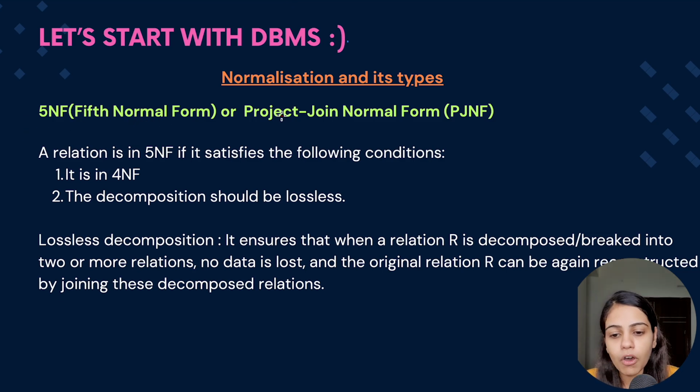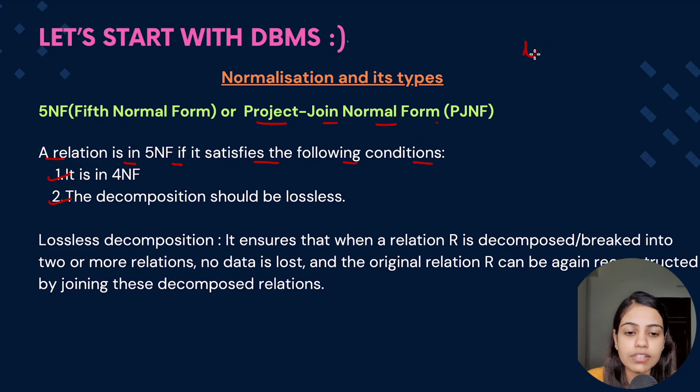Now fifth normal form, or we can also call this project join normal form, that is PJNF. A relation is said to be in fifth normal form if it satisfies the following conditions. First, it should be in fourth normal form. Second, the decomposition should be lossless.